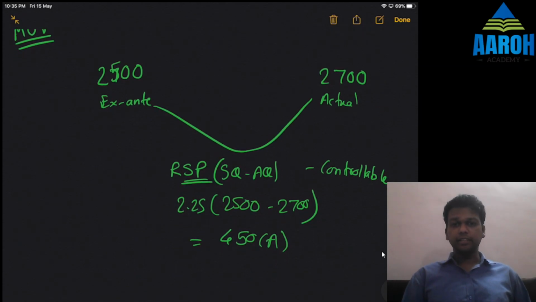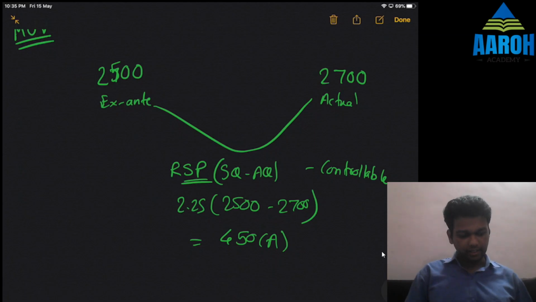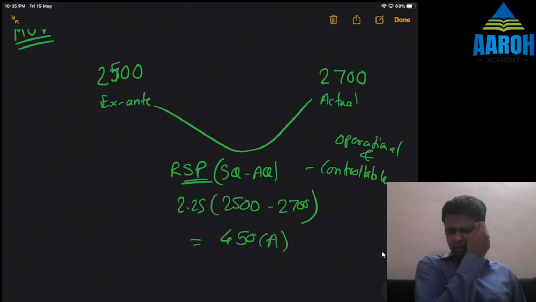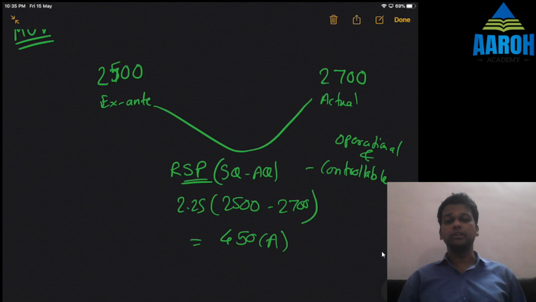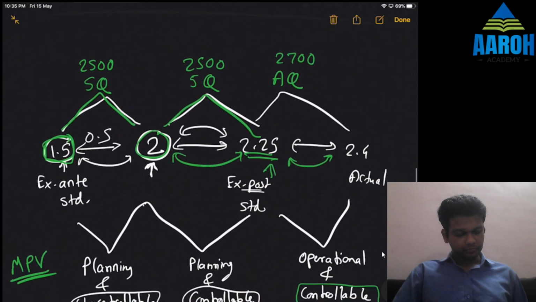Will this be operational or planning? Operational, because there was no fault in planning. There is no ex post standard, right? So this is operational, and if we want, we can call it operational and controllable, right? We have assumed; we don't know whether it was controllable or uncontrollable. What were the reasons behind that?